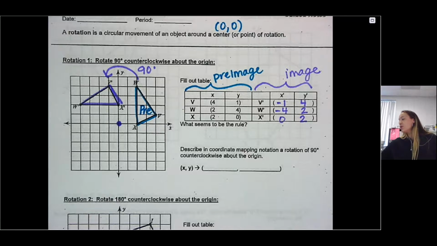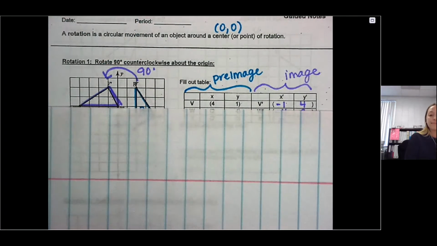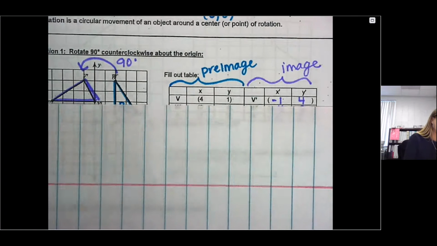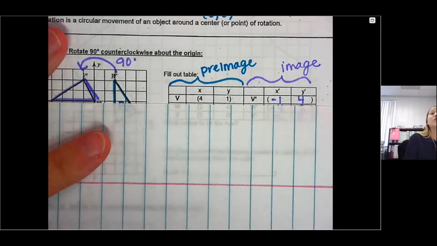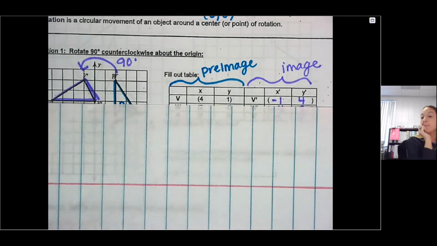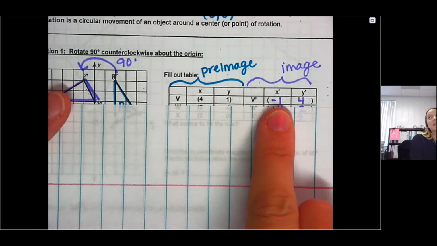Now, first thing we want to do is write in words what's happening, what the rule is. So I'm going to cover it up and we're just going to look at our V's. Okay. What do you seem to notice? They change positions. Okay, they trade places. And what else is happening? Oh, the X or the Y? Which one? The original Y is now changing, right? It's not the X that's changing.